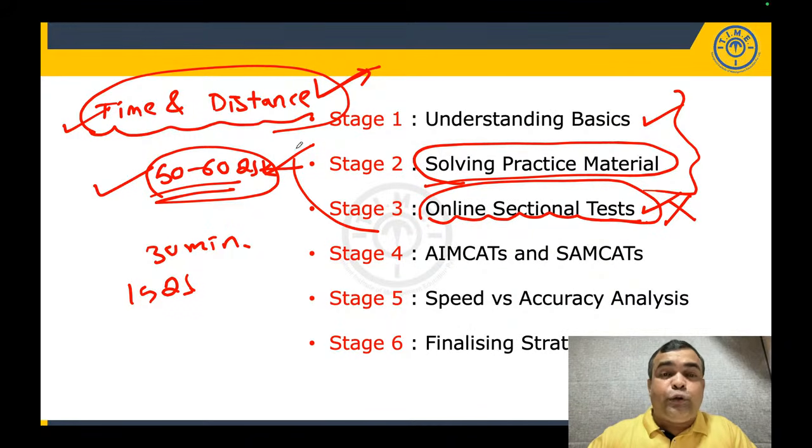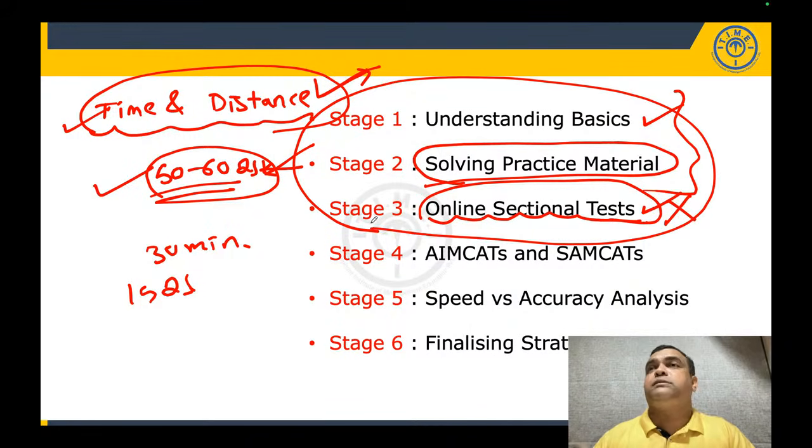So this you have to do for all the areas. Time and distance is just one example I've given. The same thing you have to do for the DILR part, and the same for the VRC part. Whichever topic you finish, you practice that topic and take an online sectional test also. Fine. I'll come to stage 4, stage 5, stage 6 at the end.